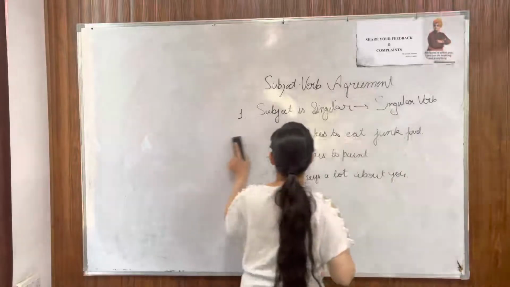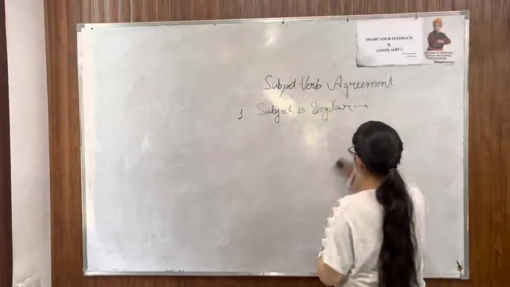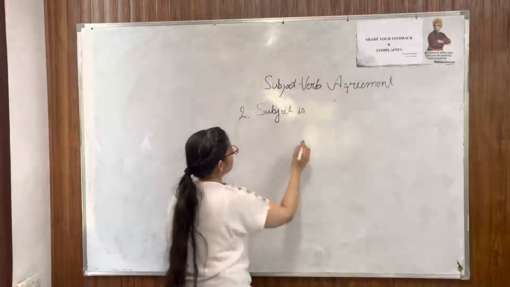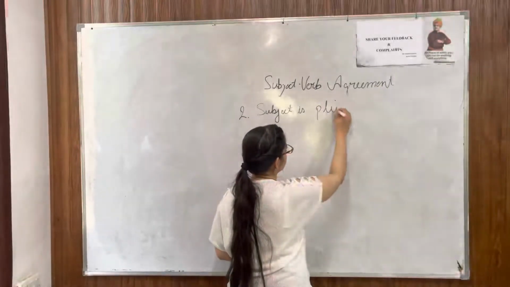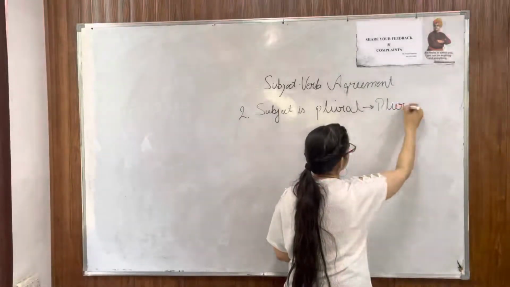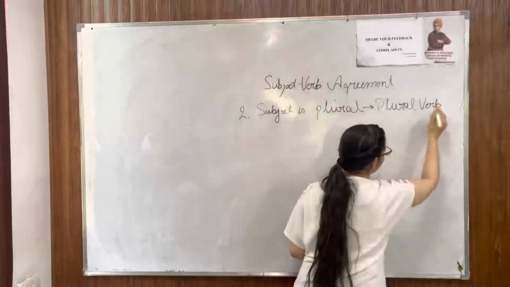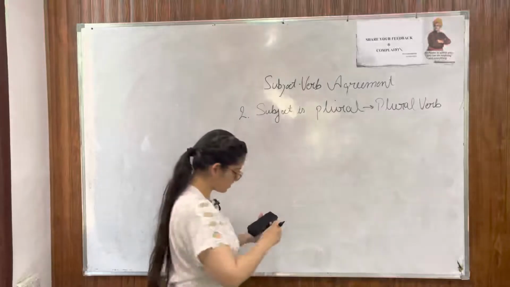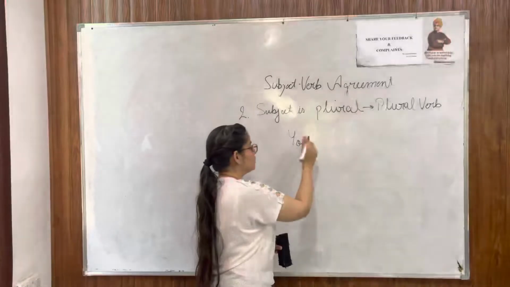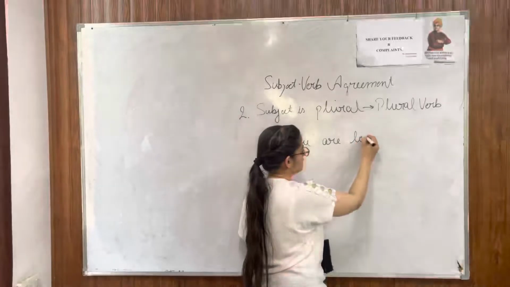Next rule says that if our subject is plural, okay, it will take a plural verb. So examples we have: you. With you we'll use a plural verb which is are. You are beautiful, we can say.